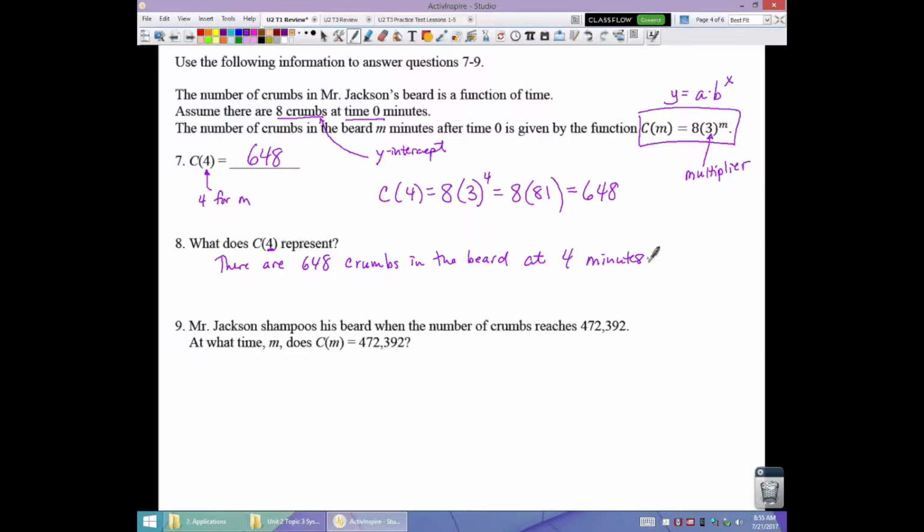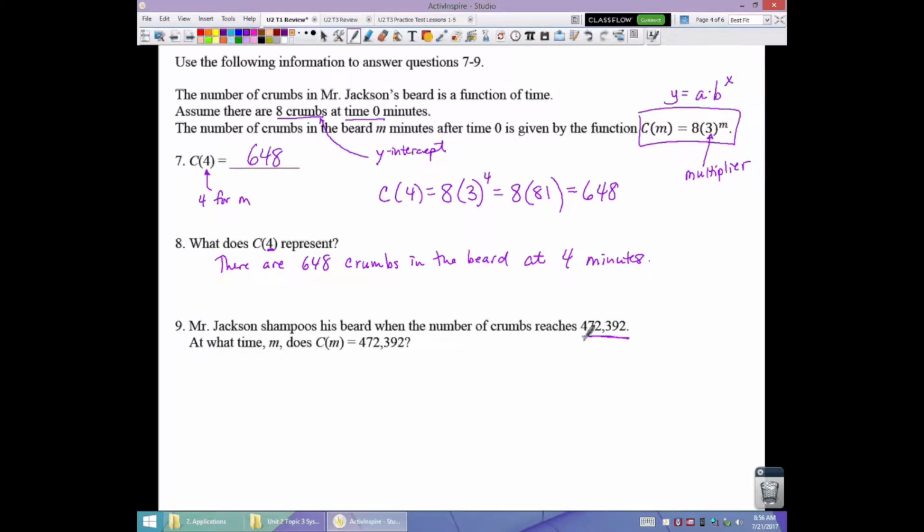Okay, so Mr. Jackson shampoos his beard when the number of crumbs hits 472,392. So when would that happen? Now that is a very high value, you're not going to know what power of 3 is equal to some gigantic number there. So it really becomes either a calculator or a guess and check problem.